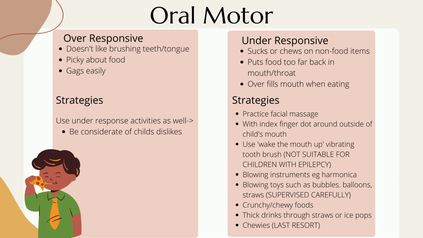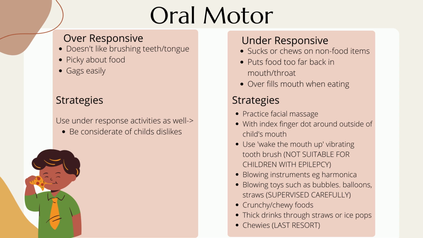Leading on from our senses of taste and smell, it is important to review over and under responsiveness to oral motor activities, which is essentially how our mouth responds to movements. So that's your chewing, your sucking, your blowing, any real movement of your mouth, that's your oral motor sense. Over responsiveness in this area can be identified in your child if they dislike brushing their teeth or tongue and show an obvious pickiness towards food and often gag easily. The strategies for both over and under responsive are the same.